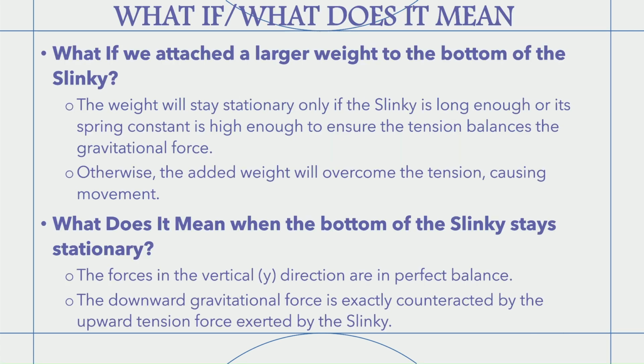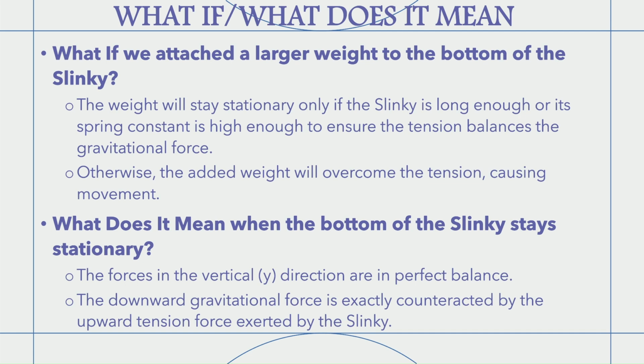For this lab, we did not have a "what if" and "what does it mean" question already given to us, so I made two of mine. The first one is, what if we attached a larger weight to the bottom of the slinky? If we had done that, the weight will stay stationary as long as the slinky is either long enough or has a large enough spring constant to balance the downward gravitational force with an equal and opposite tension force. If not, the weight will cause the slinky to move.